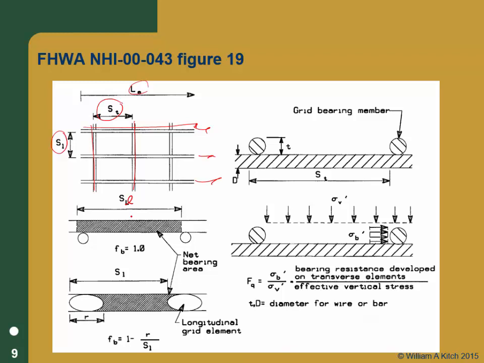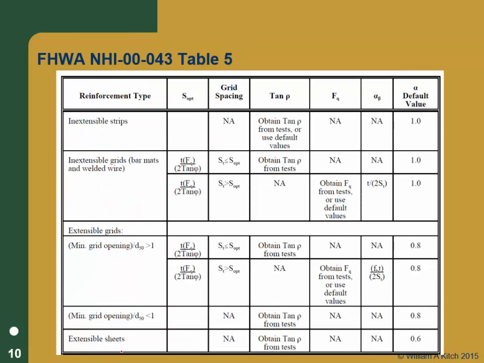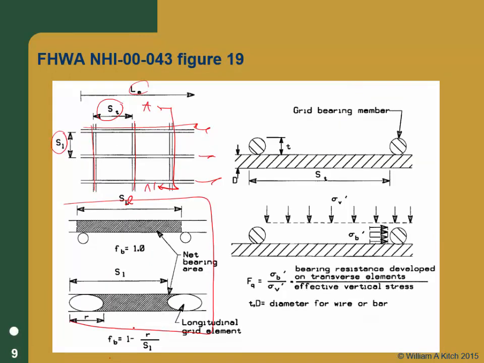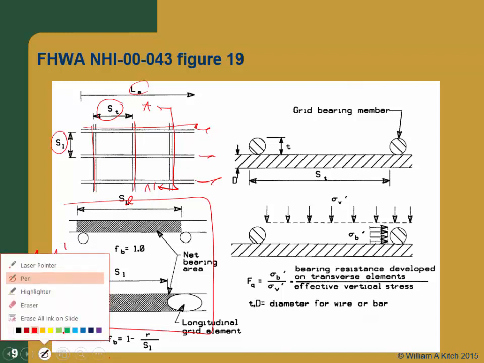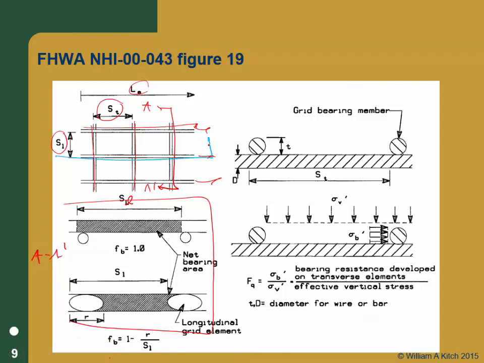So this part of the figure, if you want to think about it, is a cross section in this direction. So if I call this A prime, I'll write over here, this is A prime, and this one is a cross section in this direction, B prime. So this is B prime. So if we're looking in the transverse direction, you need to know that bearing area.